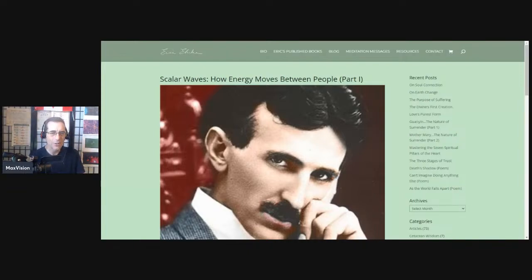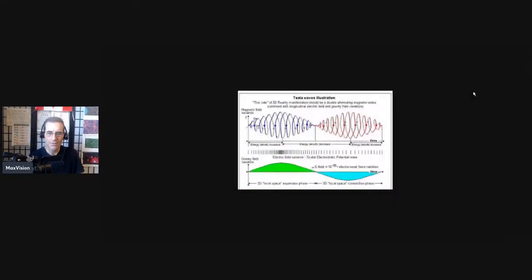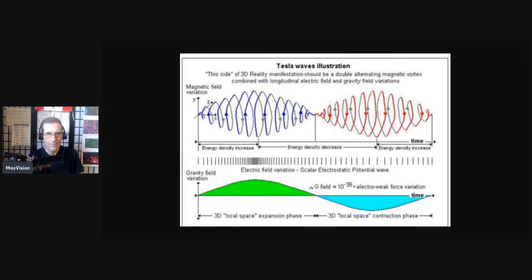So I pulled up this article here. We'll read it in a moment. We'll take a look at a couple of other images first. Let's see. Oh, that's a good one. Let's take a look at these. So, magnetic field vibration. This slide of 3D reality manifestation should be a double altering magnetic vortex combined with longitudinal electrical field and gravity field variations.